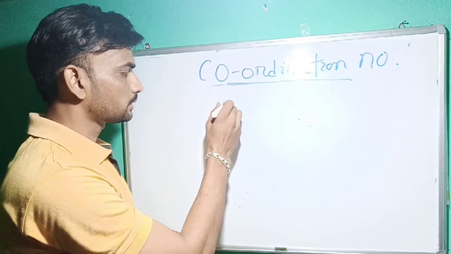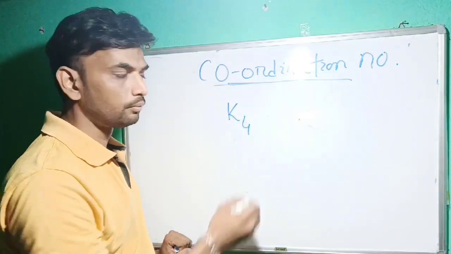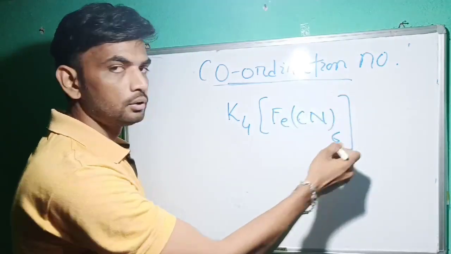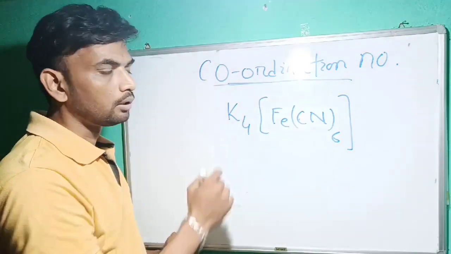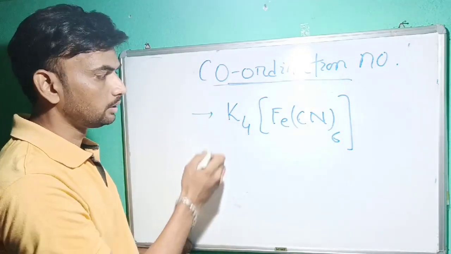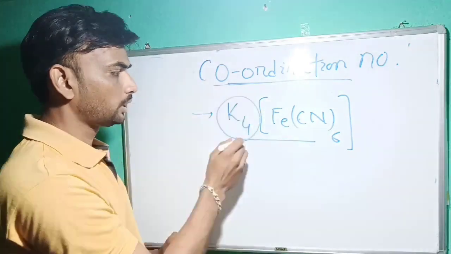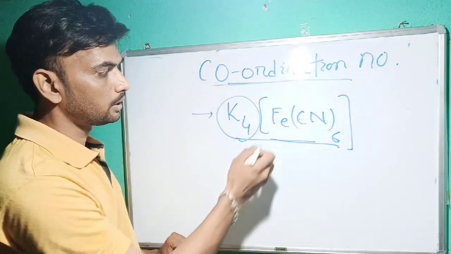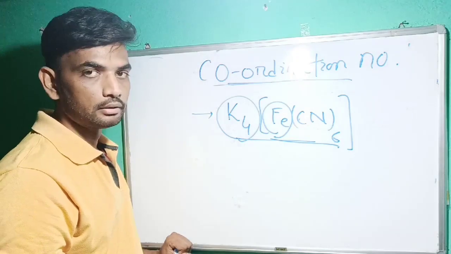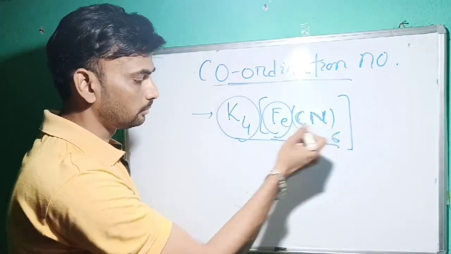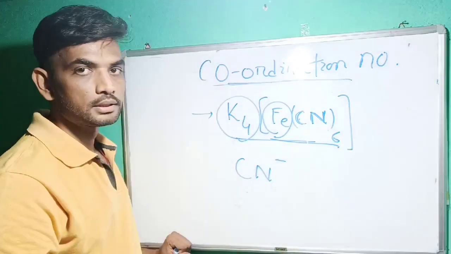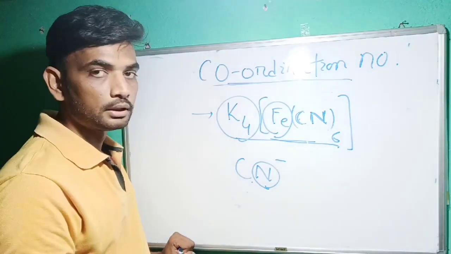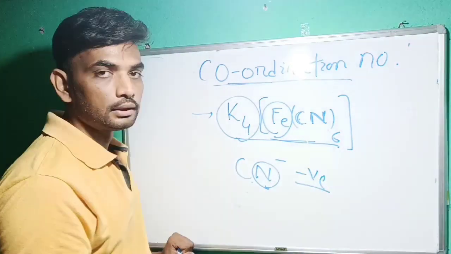Let us give an example. K4[Fe(CN)6]. This is the complex, and in this part potassium is regarded as the basic radical, and in the coordination sphere part there is the central metal atom iron bonded with cyanide. That means cyanide is written as CN minus. Here nitrogen is the donor atom. It is used as a negative ligand.